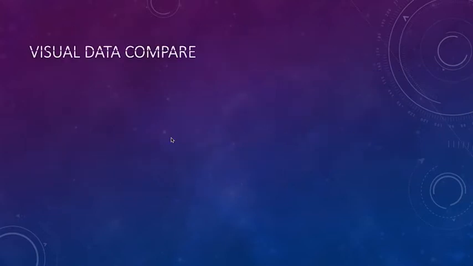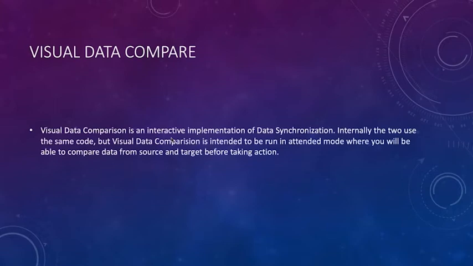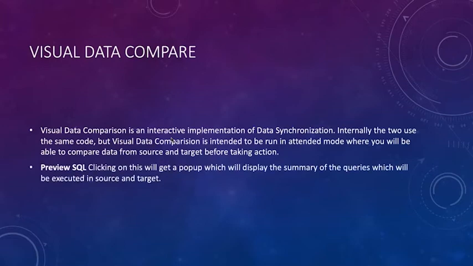Now, what is Visual Data Compare? As I mentioned before, Visual Data Compare is an interactive implementation of DB Sync. So what does it use? It uses the same code that DB Sync uses, but it's run in an attended mode, where you will need to look at and compare data from source and target before taking an action. So there is an option that says Preview SQL. Click on it, it will display the summary of the queries which will be executed in source and target database.